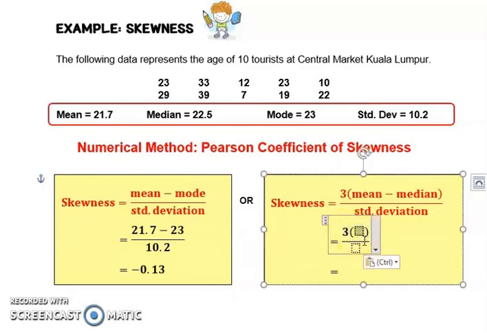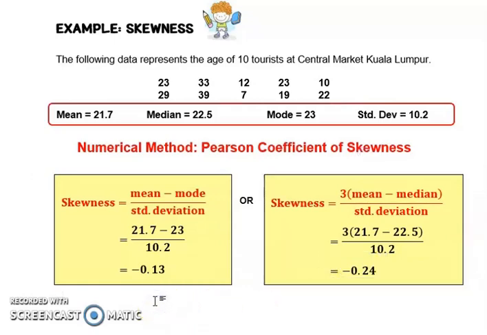So 3 multiplied by mean 21.7 minus median 22.5, divided by standard deviation of 10.2. Here we will get negative 0.24. So both give negative values, and we can conclude that it is skewed to the left or negatively skewed.